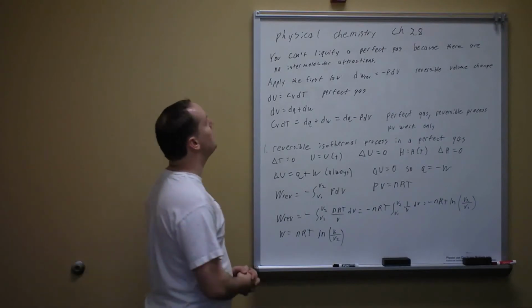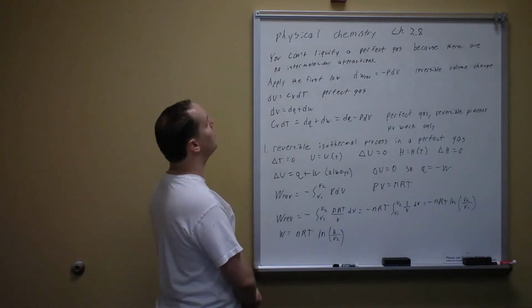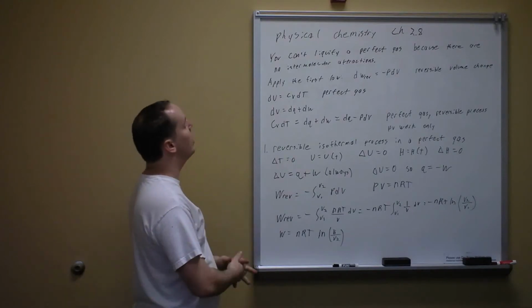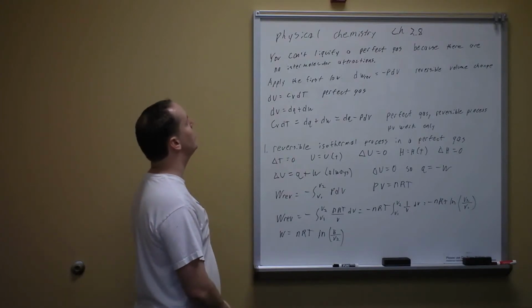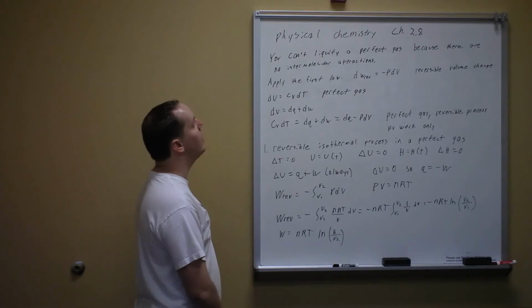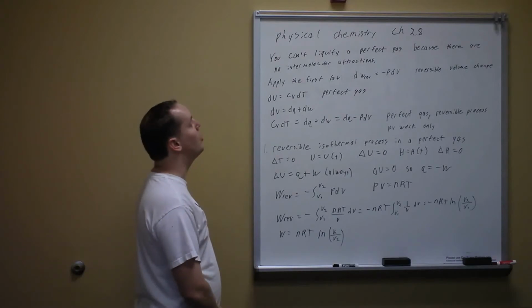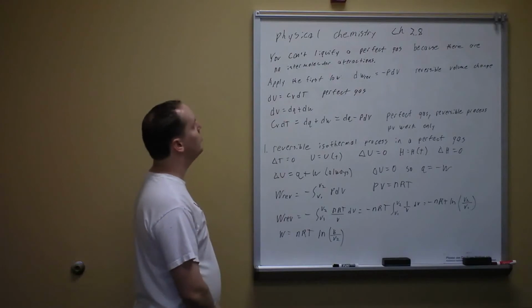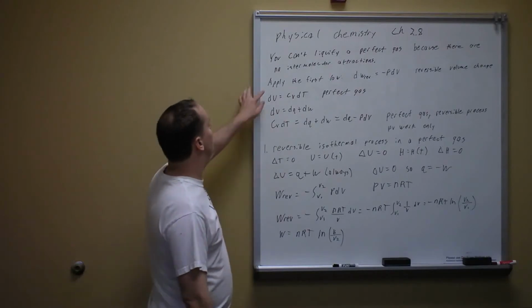Okay, continuing on chapter 2.8 of physical chemistry, we were talking about a perfect gas, and we showed that mu J is equal to 0, mu JT is equal to 0. And of course, you can't liquefy a perfect gas because there are no intermolecular attractions in a perfect gas. Now, let's apply the first law to this formula here.